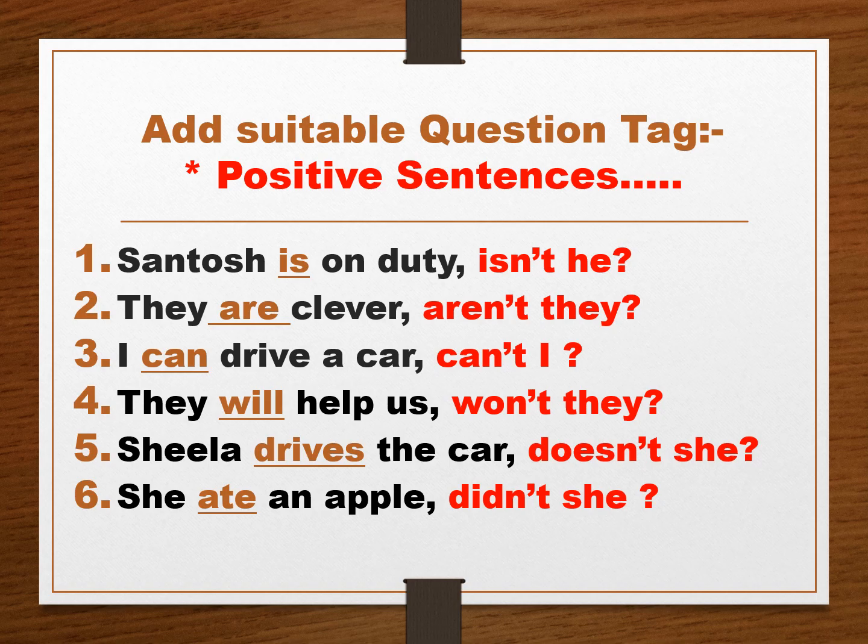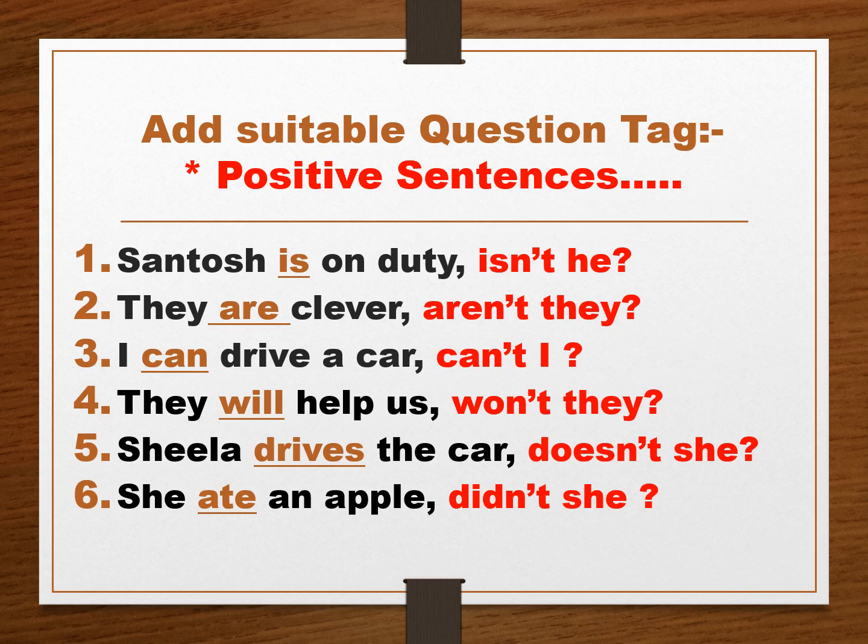Then it will become negative. Since the sentence is positive, the tag should be negative. Hence, does is changed into doesn't. Sheila drives the car. Doesn't. You shouldn't use Sheila here. It should be she, since feminine gender. Sheila drives the car. Doesn't she?